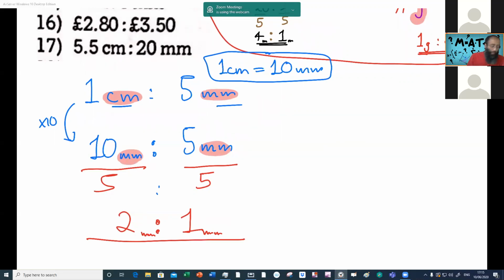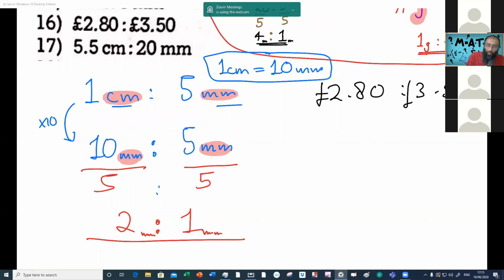Okay, Umeza. The next question, number 16, please, yours. So Umeza, we have £2.80 and we have £3.50. But in this particular question, you can see that the units are already the same. So I don't think we need to change the units in this one, but we might do something else because the numbers are in decimal format. So what might be a suggestion, Umeza, what we might want to do to the decimal numbers? We might want to change them into what? We could change them into whole numbers.